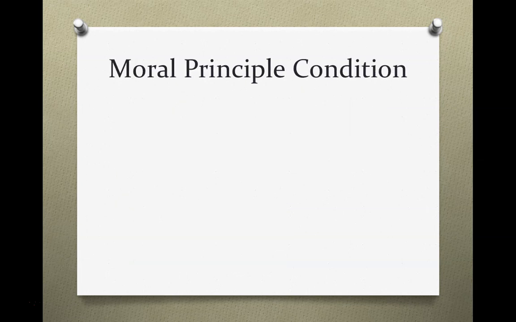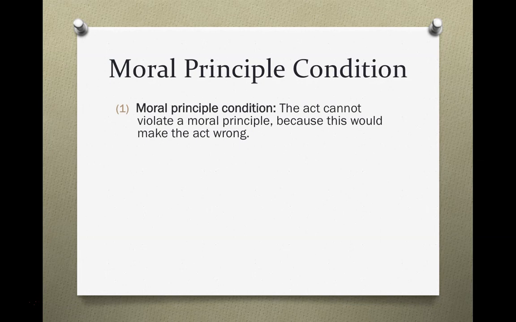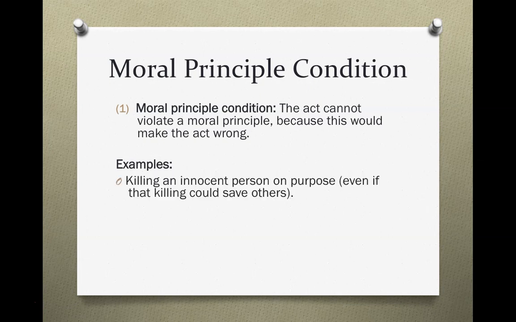First, the moral principle condition. The moral principle condition states that the act cannot violate a moral principle because this would make the act wrong. Here are some examples of acts that violate a moral principle. Killing an innocent person on purpose, even if that killing could save other people, is an example of an action that violates a moral principle. Lying violates a moral principle, and breaking promises also violates a moral principle.